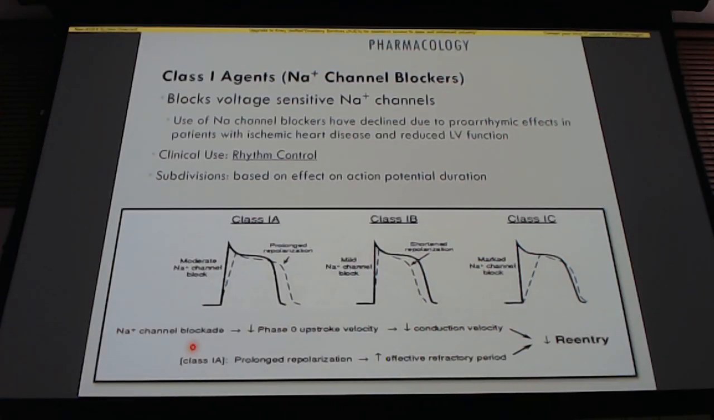So, class 1 with our sodium channel blockers. Again, what I want you to know from here is what your mechanism is, and it's blocking the sodium channel.